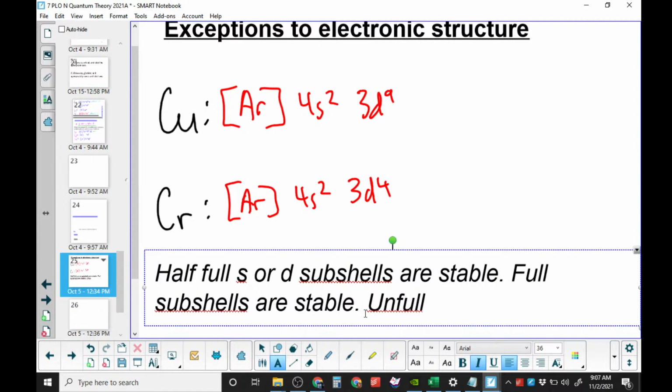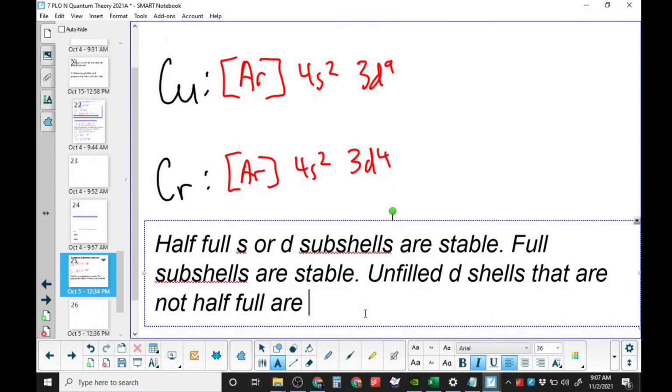Unfilled? That sounds better, but I'm really kind of partial to unfull now. Unfilled D shells that are not half full are particularly unstable. I don't know how to write that in fewer words. That's a long sentence. Unfilled D shells that are not half full are particularly unstable. They don't like being partially full. So remember, they want to fill up and then subside and go down to their brethren in the third energy level. They're really up high.